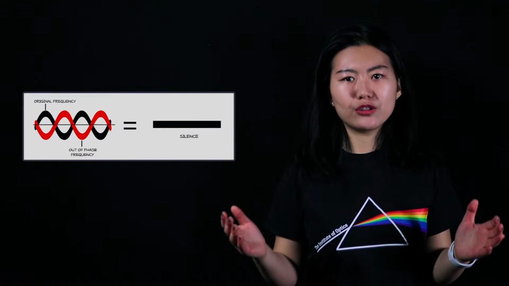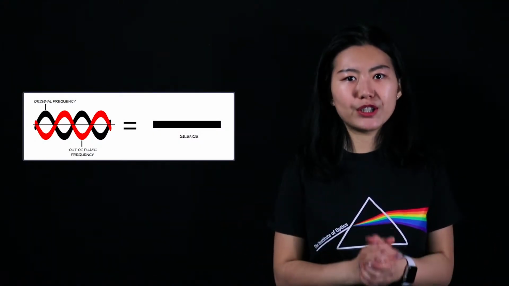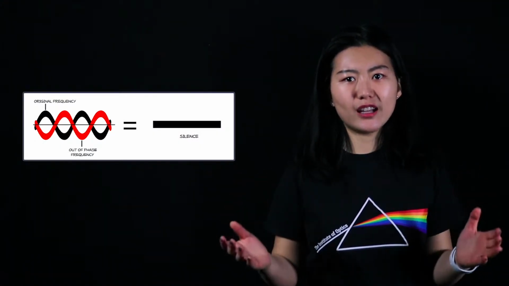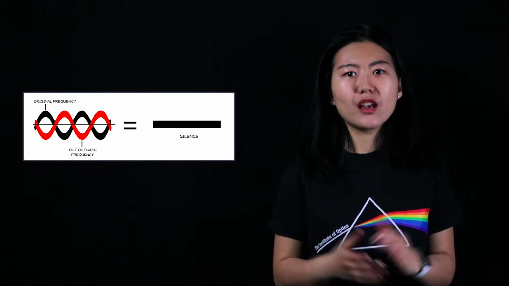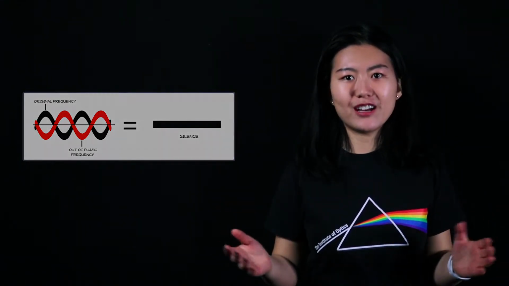So the destructive interference works for noise cancellation headphones. The microphones inside can detect the background noise, and the noise can be reproduced in a way that is exactly out of phase with the background. Therefore, the noise can be cancelled out.